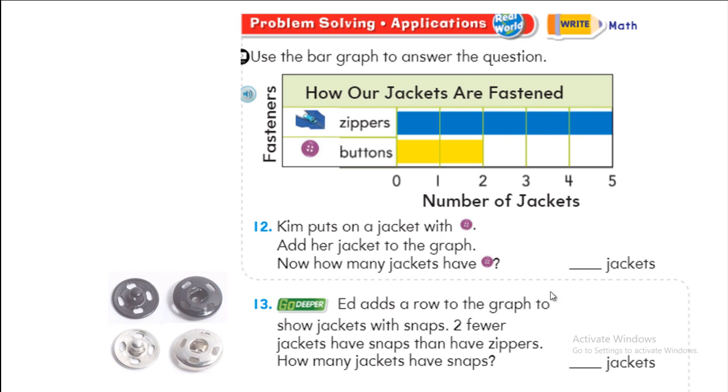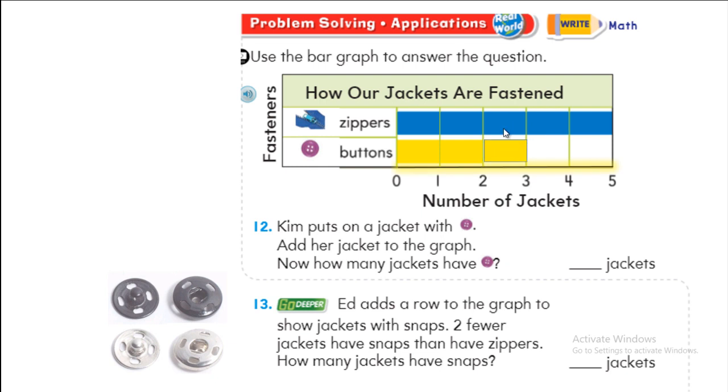Kim puts on a jacket with buttons. And we want to add her jacket to our graph. We didn't add Kim, what she said. Now we have to add it. How many jackets have buttons now? If we want to add, we're going to this bar and we're going to color one more box to show you the taller bar. So we color one more.